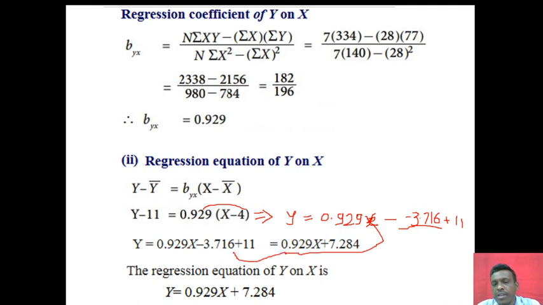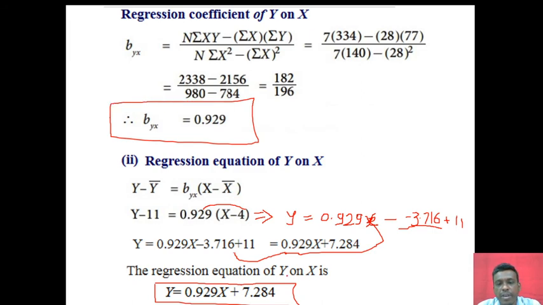The same step, then you have to just substitute, solve it, and you will get the answer as 0.929x plus 7.284. So the regression equation of y on x is y is equal to 0.929x plus 7.284. So these are again your two main answers.